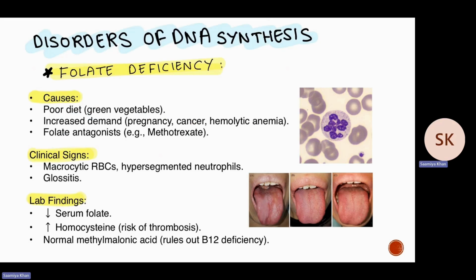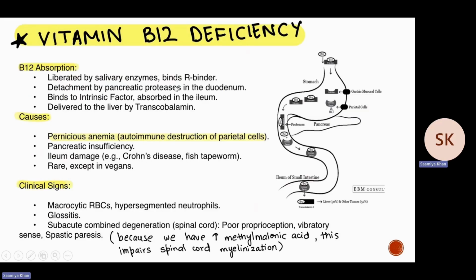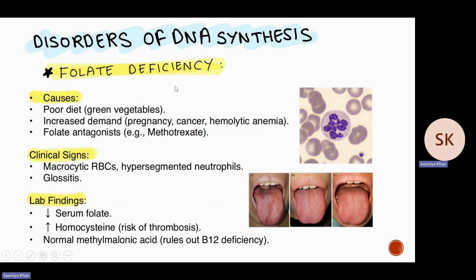In DNA synthesis, we have folate deficiency and vitamin B12 deficiency. Now, they are similar, however, there are some differences between the two. So, let's start with folate deficiency. The causes could be poor diet, like less intake of green vegetables, increased demand, like in pregnancy, cancer, or hemolytic anemia, or it could be folate antagonists like methotrexate, which we have studied in biochemistry.